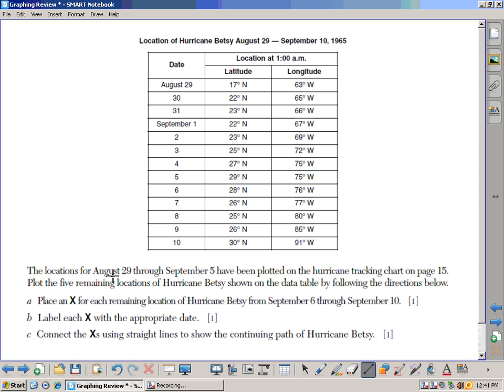So the locations for August 29th through September 5th have been plotted on the hurricane tracking chart on page 15. Plot the 5 remaining locations on Hurricane Betsy shown on the data table by following the directions below. Place an X for each remaining location of Hurricane Betsy from September 6th through September 10th. Label each X with the appropriate date and connect the X's using straight lines to show the continuing path of Hurricane Betsy.